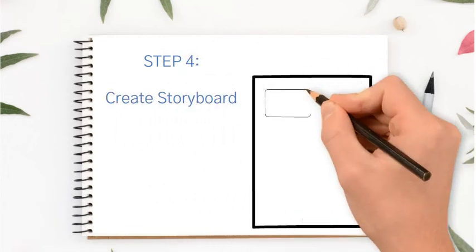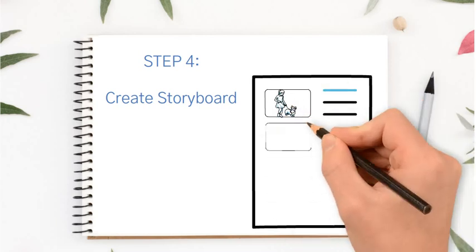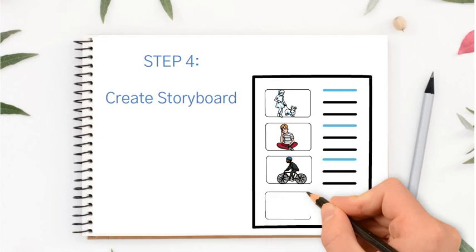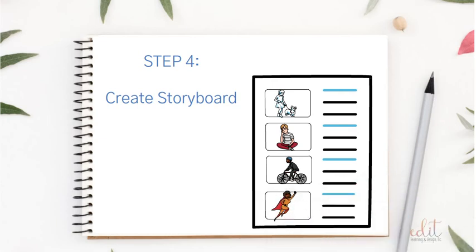This is the storyboarding phase. In this step, the designer will create a rough sketch of what the video might look like. It maps out how the video will flow and visually represents what the end product will look like.